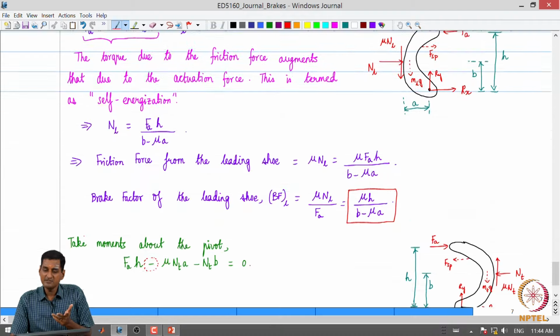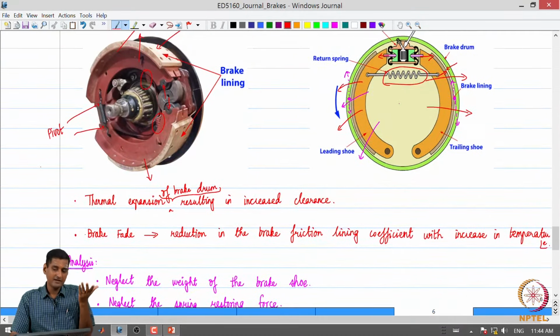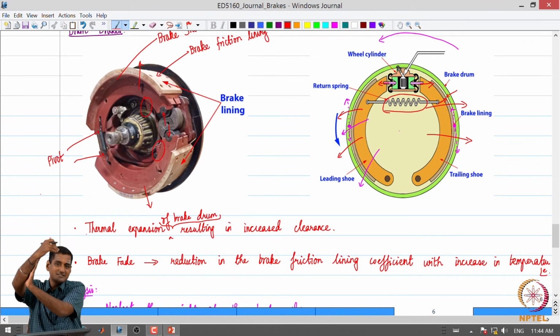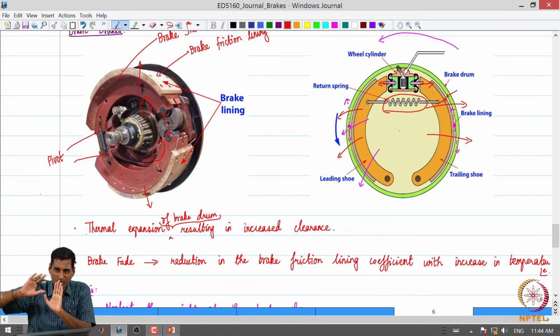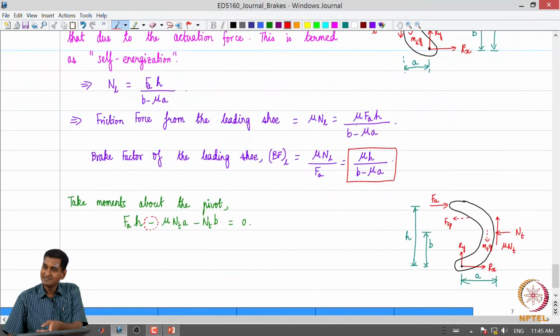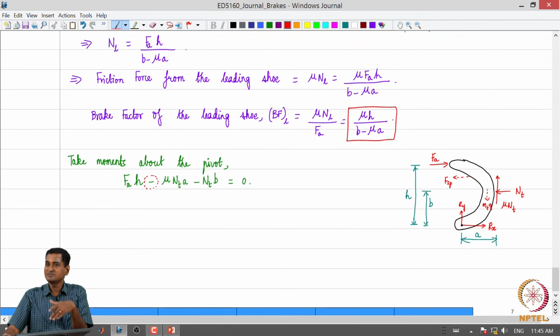This is also something which we can relate to in practice by looking at this diagram. Note that the drum is rotating counterclockwise, and I am pushing this brake shoe against the drum. The drum, due to its rotation and due to the friction, is going to push the brake shoe away from the drum. That is what is reflected in this equation. The friction force will create a tendency for the brake shoe to be pushed away from the drum. So, there is no self-energization.